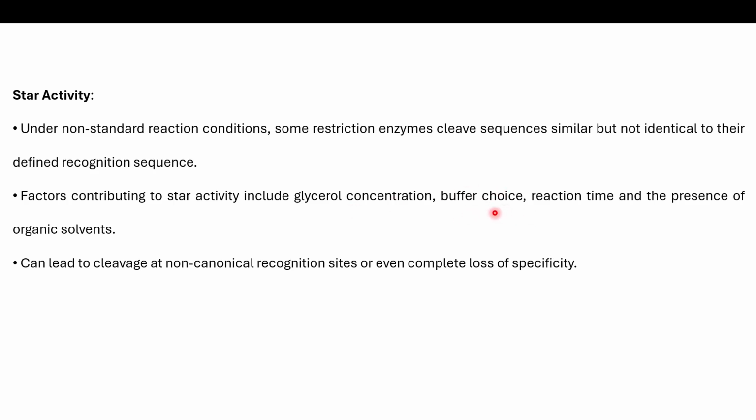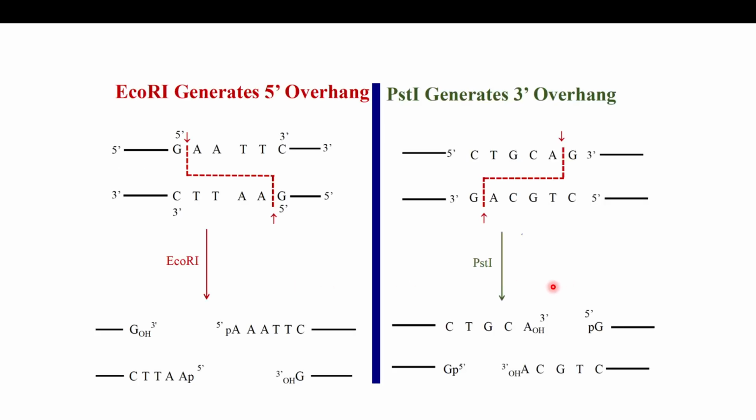Then buffer choice: what are the components of the buffer inside? What is the reaction time that I was talking about in the example previously, and the presence of organic solvents. Okay. So the star activity of an enzyme can lead to cuts at non-canonical recognition sites or non-specific recognition sites, or it can even lead to complete loss of specificity.